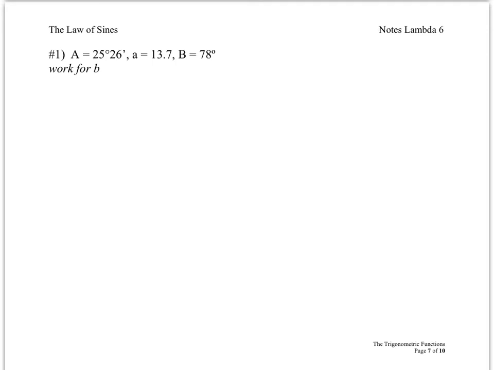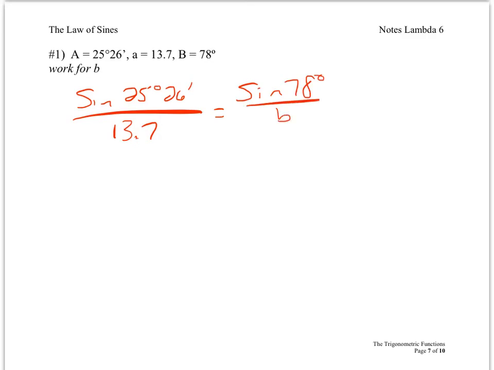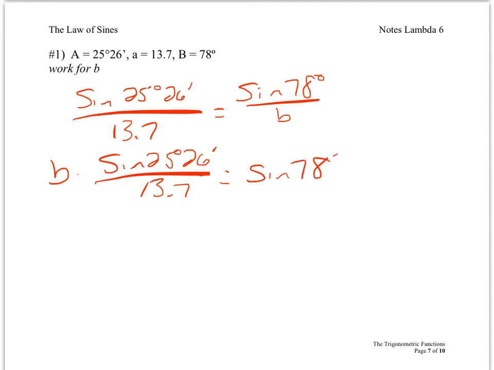To work for side B, we can use law of sines again. Law of sines says if you take sine of an angle, such as angle A, 25 degrees 26 minutes, over its opposite side, A, 13.7, that will equal sine of a different angle over its opposite side. So angle B is 78 degrees, its opposite side is little b. Trying to solve the equation for little b, I'm going to multiply both sides by little b. It's going to give me b times sine of 25 degrees 26 minutes divided by 13.7 on the left. On the right, it's going to give me sine of 78 degrees.